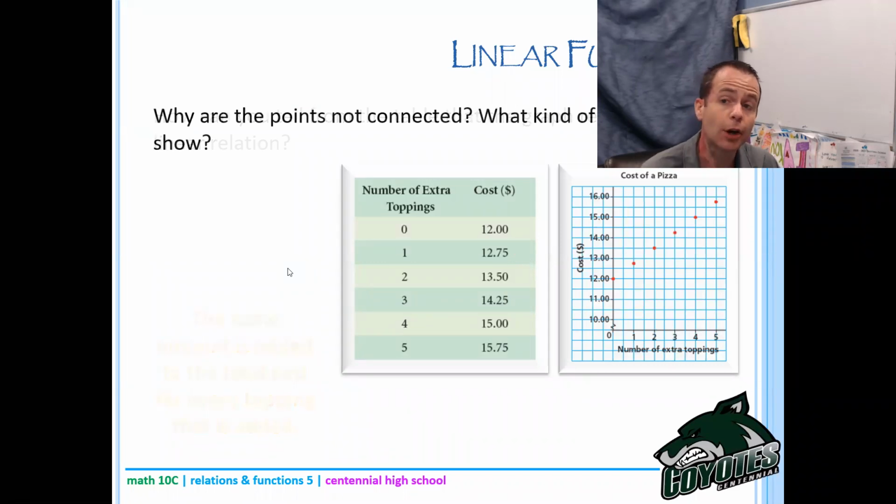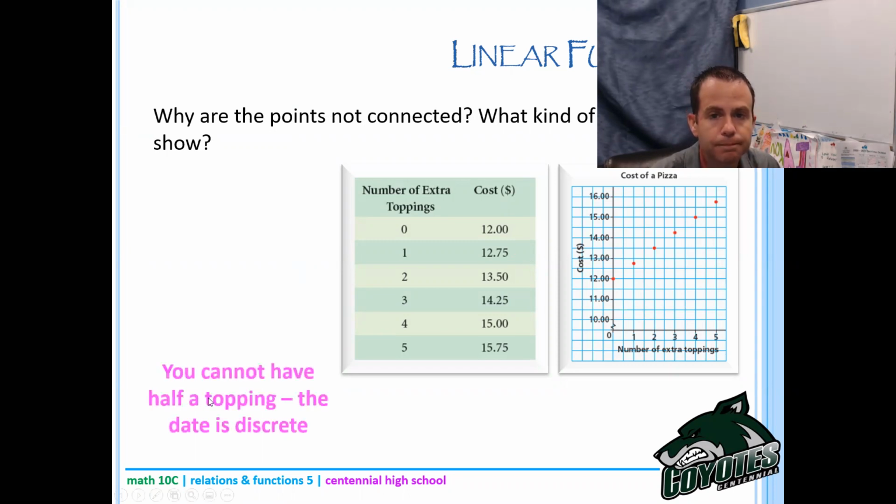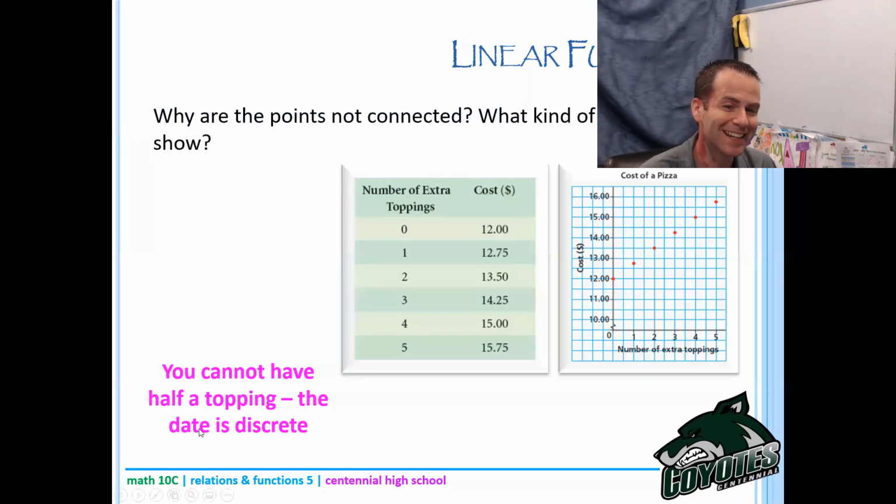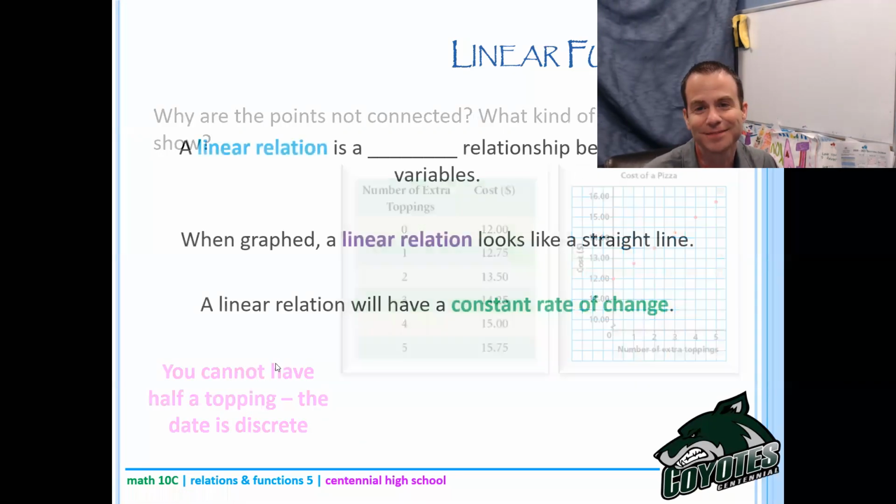Why are the points not connected? What kind of graph does this show? I'm hoping you're getting comfortable with a question like that now, because I've asked it in the last couple of lessons. The points are not connected because you can't have half a topping, right? Either you get a topping or you don't get a topping. And that shows discrete data is the word I'm looking for there, okay? The data is discrete, not the date. That would be a mistake. The data is discrete, okay?